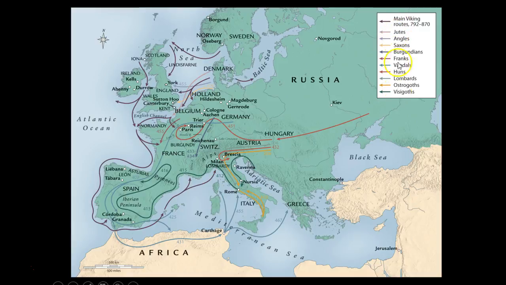A lot of folks coming from the east to the west, a lot of folks moving around, right? And you can also see a nice list of some of these barbarian groups, these groups with really individual identities. The Vikings, the Jutes, the Angles, the Saxons, Burgundians, Franks, Vandals, Huns, Lombards, Ostrogoths, and Visigoths.